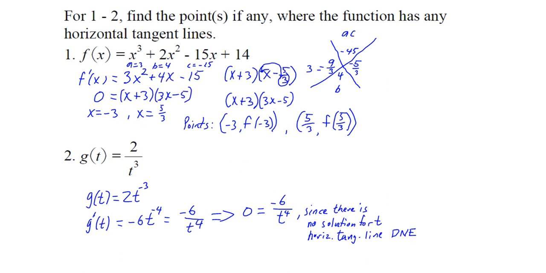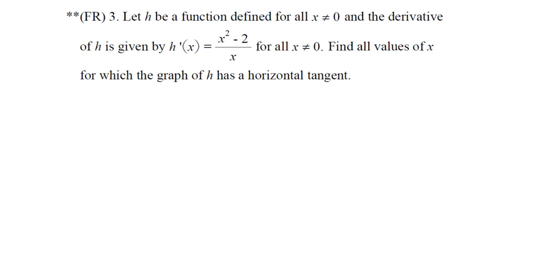Okay, next, last one we'll look at is problem 3, a free response problem. Let h be a function defined for all x not equal 0, and the derivative of h is given by h prime of x equals x squared minus 2 over x for all x not equal 0. Find all values of x for which the graph of h has a horizontal tangent. So we're going to take this h prime of x and set it according to our instructions equal to 0. So we say 0 equals x squared minus 2 over x.